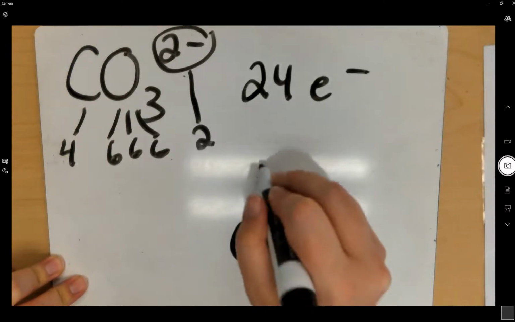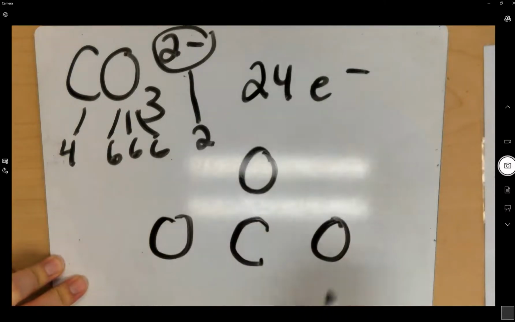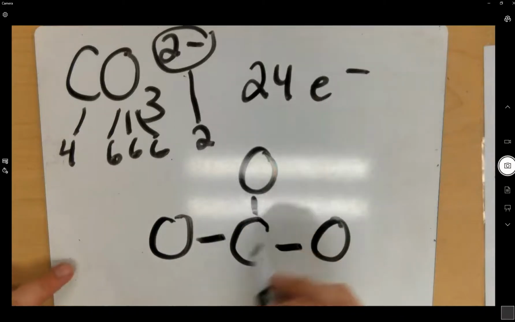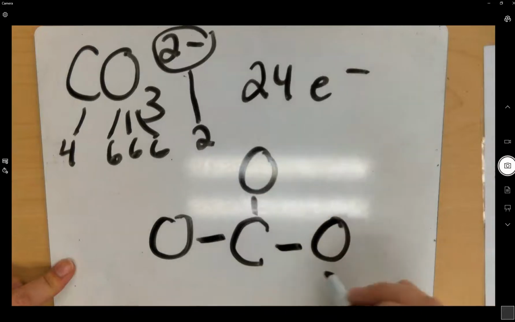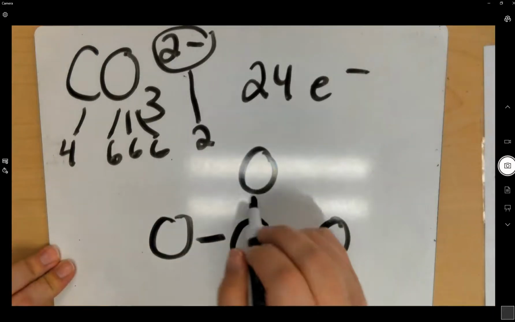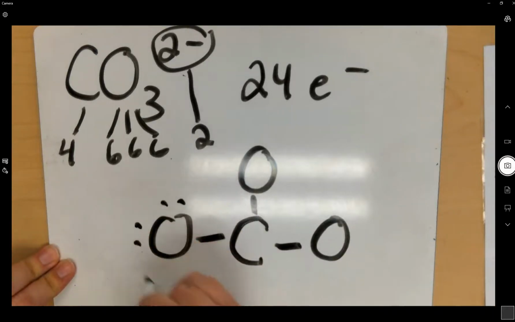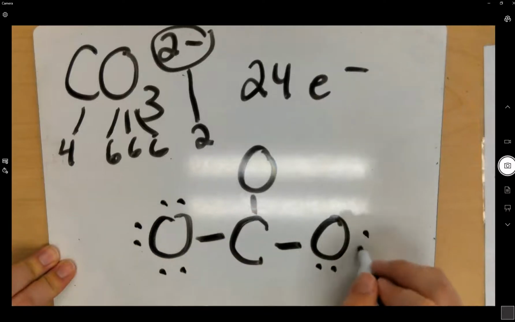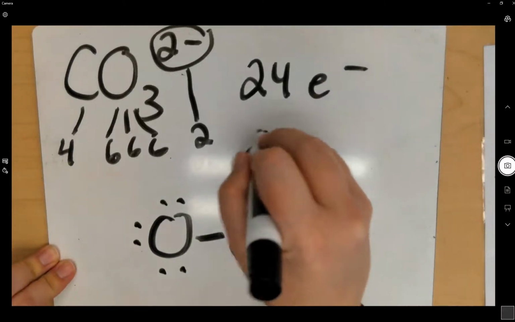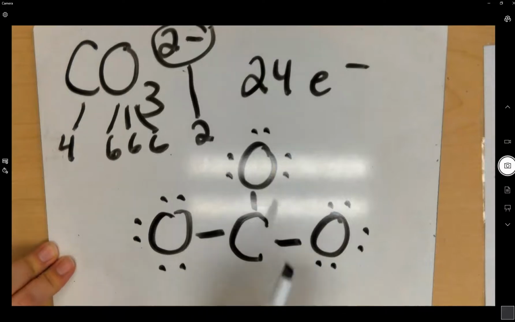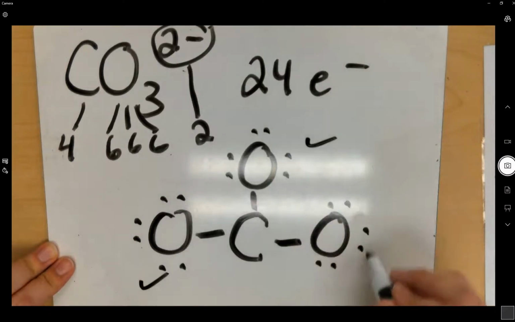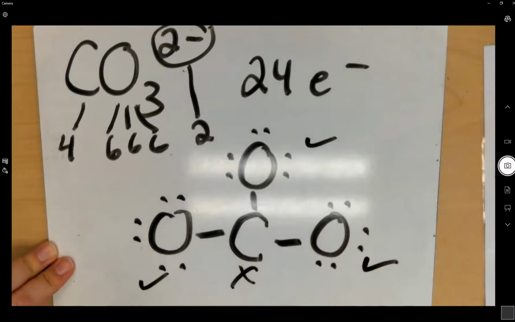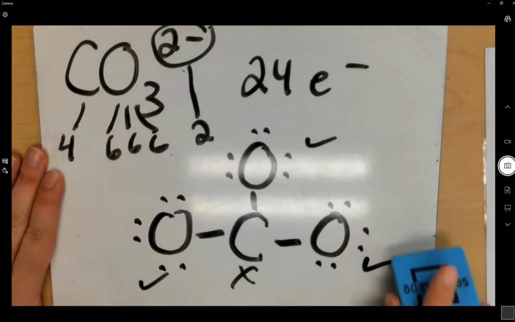Again, my central atom will be carbon, and I'll put the oxygens on 3 sides. I'm going to start with single bonds. I've used 6 electrons, and now I'm going to start distributing electrons around the oxygen. So I've used 2, 4, 6, 8, 10, 12, 14, 16, 18, 20, 22, 24. All right, so I've used all 24 electrons, and all the oxygens are satisfied, but carbon still is not. So carbon only needs 2 more electrons. So what I'm going to do is make 1 double bond.